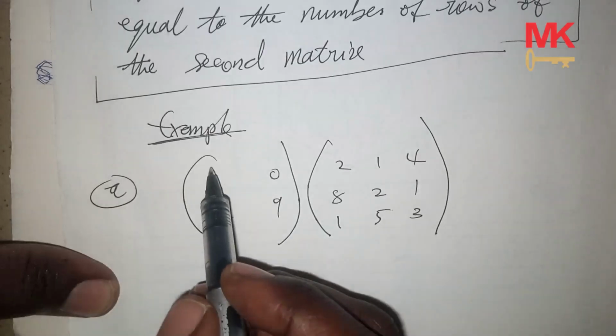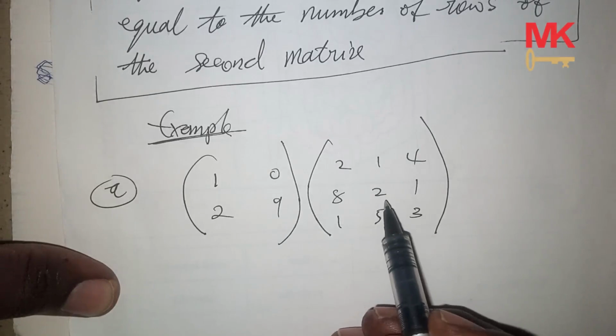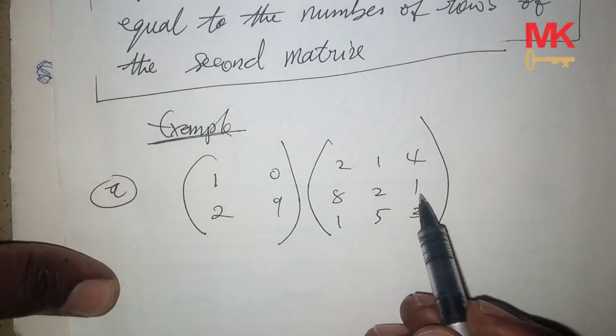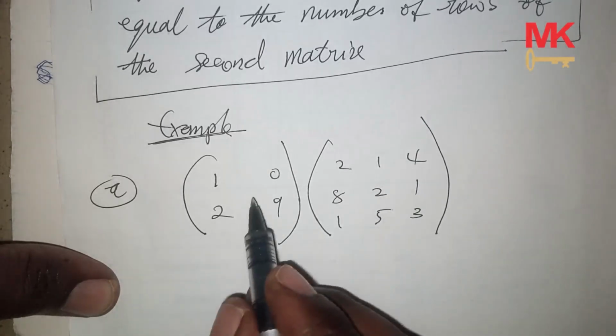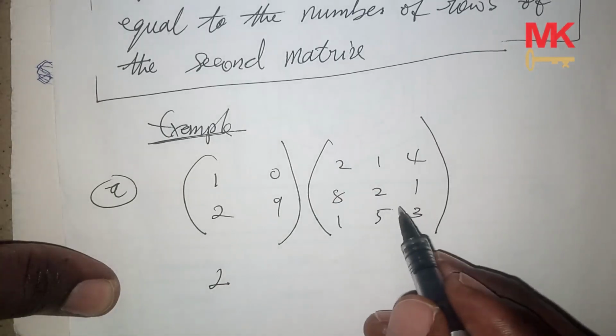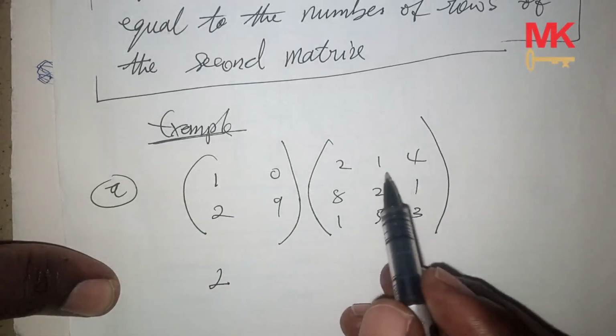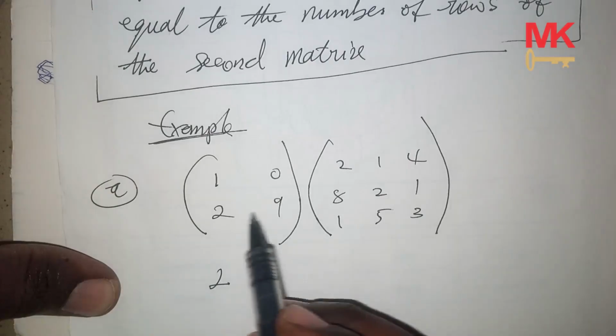Because how many columns are here? 1 2. This one has 2 columns. And how many rows are here? 1 2 3. This one has 3 rows. So the number of columns of the first matrix is not equal to the number of rows of the second matrix, so the two matrices cannot multiply.